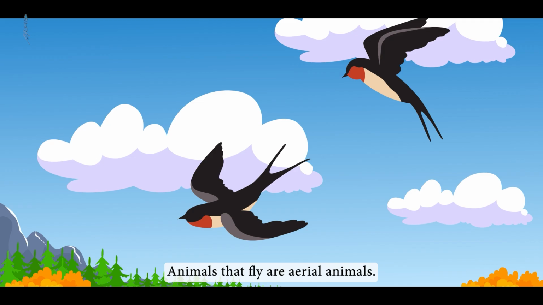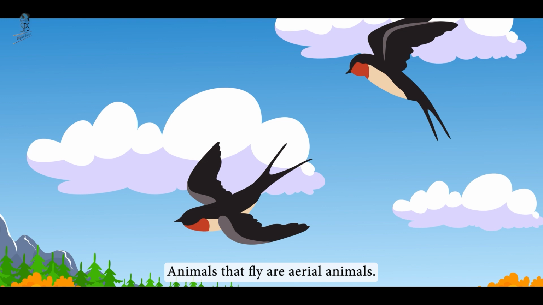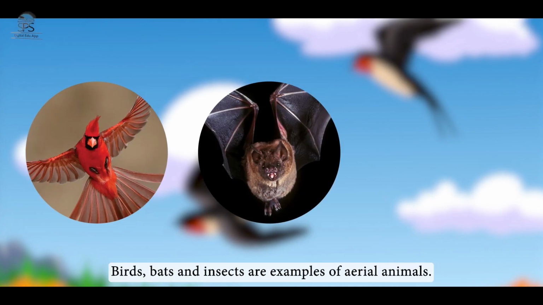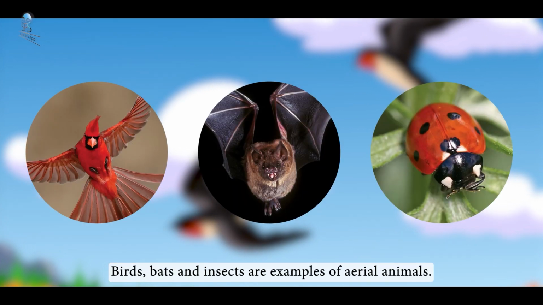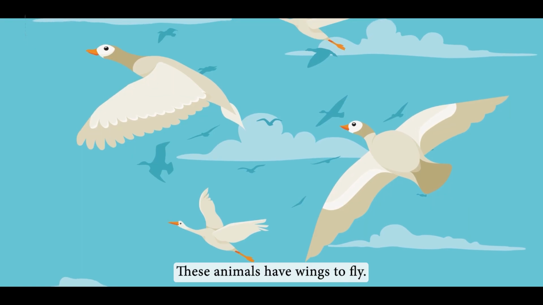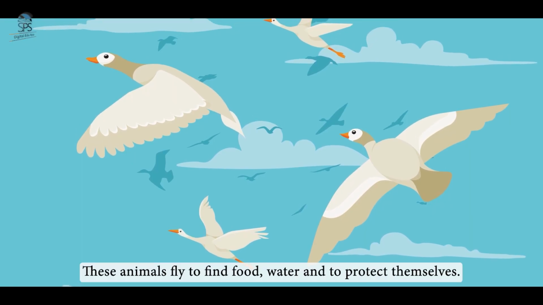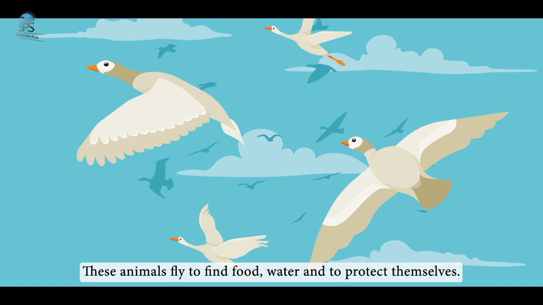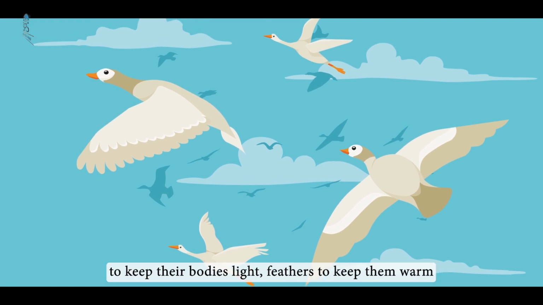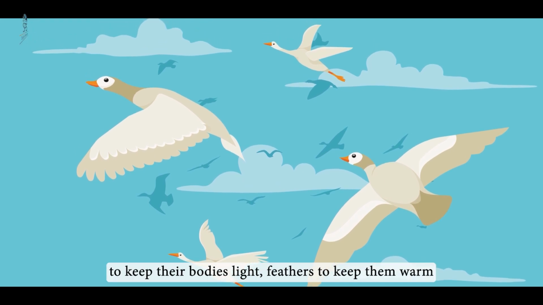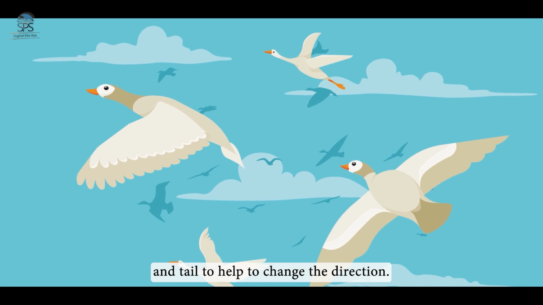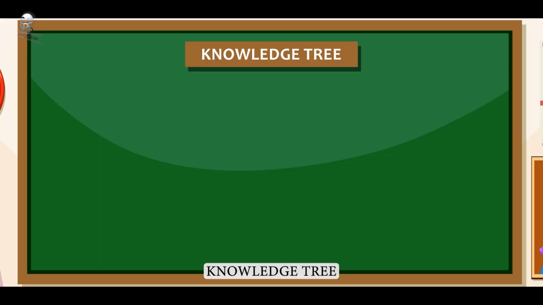Aerial animals. Animals that fly are aerial animals. Birds, bats and insects are examples of aerial animals. These animals have wings to fly. These animals fly to find food, water and to protect themselves. They have hollow bones to keep their bodies light, feathers to keep them warm and a tail to help them change direction.